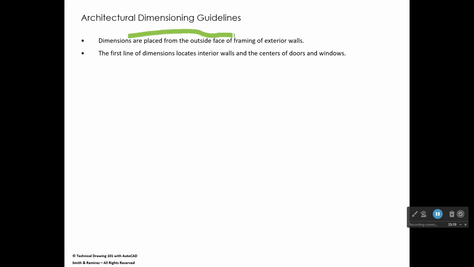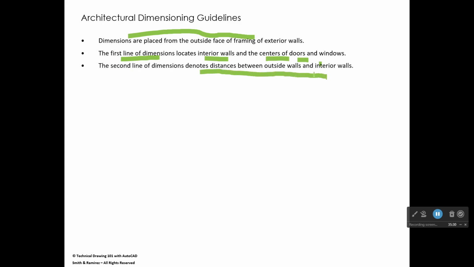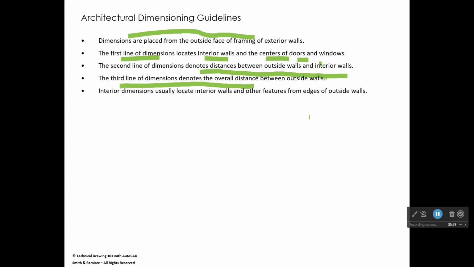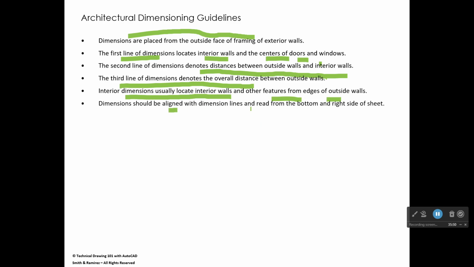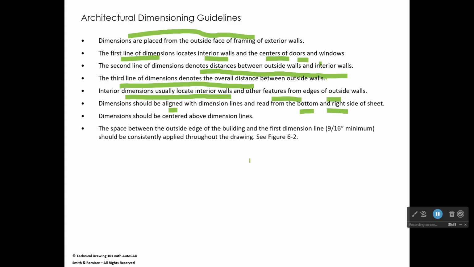So dimensions are placed from the outside face of the framing. The first line of dimensions locates interior walls and the centers of doors and windows. The second line of dimensions denotes distances between outside walls and interior walls. And if you have a third row, a lot of times it's going to denote the overall distance between outside walls. Interior dimensions usually locate interior walls and other features from the edges of outside walls. And dimensions should be aligned with dimensions that read from the bottom and the right side. Okay, and dimensions should be centered above your dimension lines.